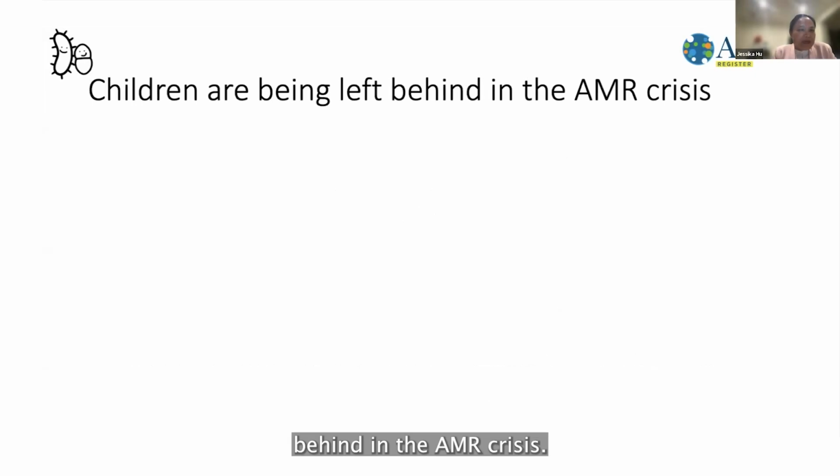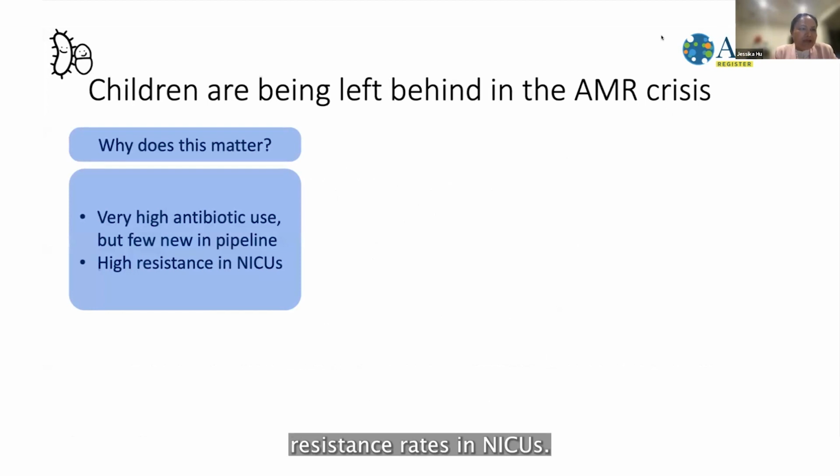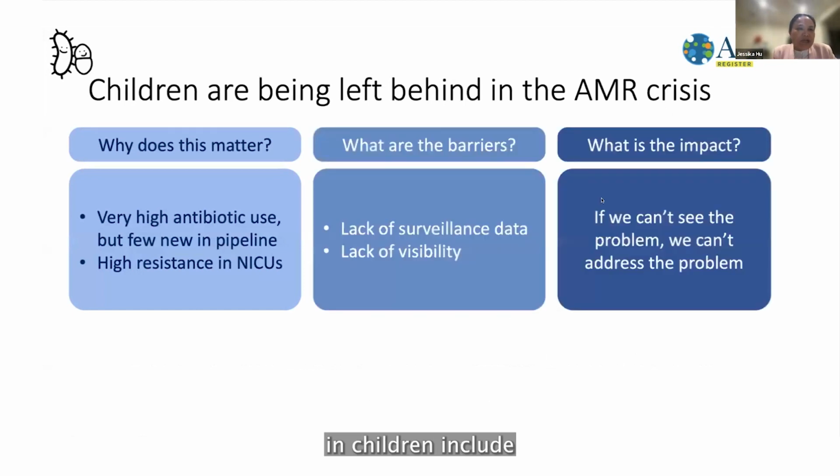Children are being left behind in the AMR crisis. This matters because they have very high antibiotic use, but there are very few options for children in the PEP lab. We already have very high resistance rates in NICUs. The barriers to combating AMR in children include lack of surveillance data that is visible. If we can't see the problem, we can't address the problem.